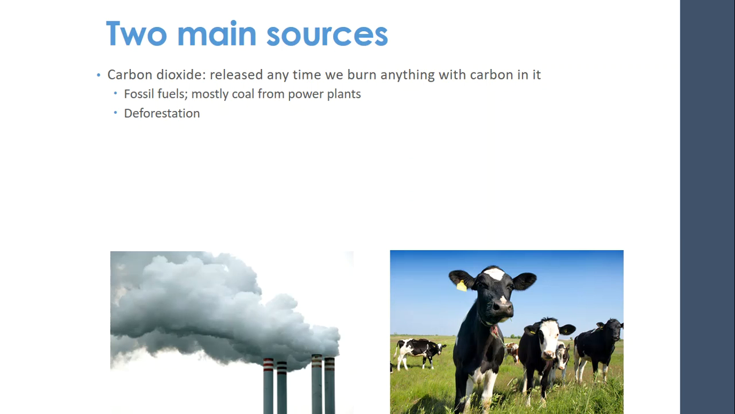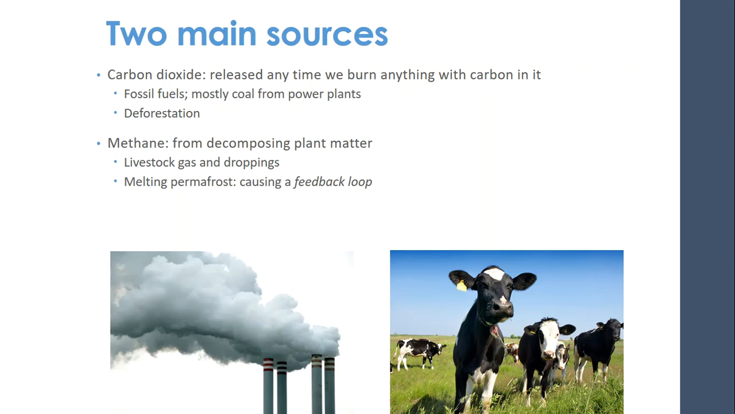We also release carbon dioxide when we deforest. Forests are very large carbon sinks. They hold lots and lots of carbon, and when we pull out all of those trees, we lose that carbon storage. The second main source of greenhouse gases is methane from decomposing plant matter, but this is mostly from livestock gas and droppings. We have an incredible amount of livestock on this planet, way more than we ever did before. Meat eating globally has gone up. It's a sign of affluence if you're able to eat meat more regularly, and meat has become a lot cheaper. Cows produce a lot of gas, mostly from burping, and this contributes a lot of methane to the atmosphere.